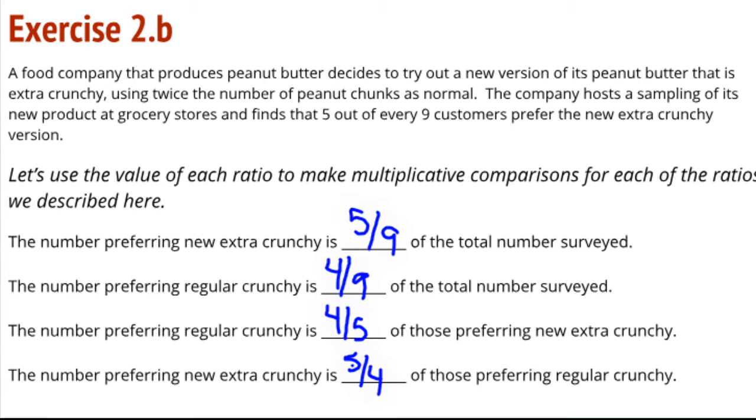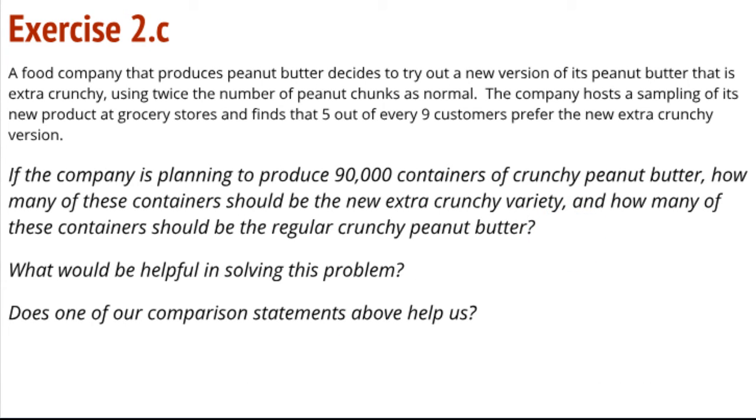So we have our fractions. Now we're going to take a look at how we can use these fractions to help us solve problems. All right. The company is planning to produce 90,000 containers of crunchy peanut butter. So the total number of containers they are going to produce is 90,000. How many of these containers should be the new extra crunchy, and how many should be the regular crunchy? So they don't want to produce too many of either one. They want to get the just right amount.